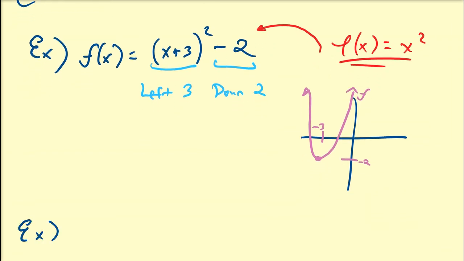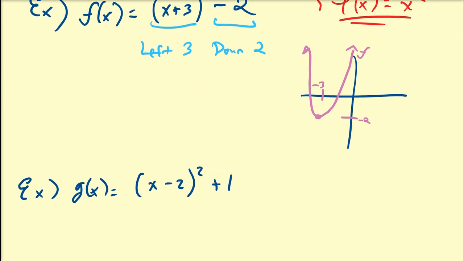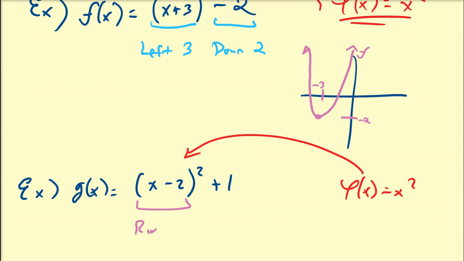And as another example, if we have g of x is equal to x minus 2 squared plus 1, and we were to compare it to the same function, f of x is equal to x squared, how can we get from this curve to that one? So this x minus 2 is going to be to the right 2 units, and this plus 1 will imply that's up 1 unit.